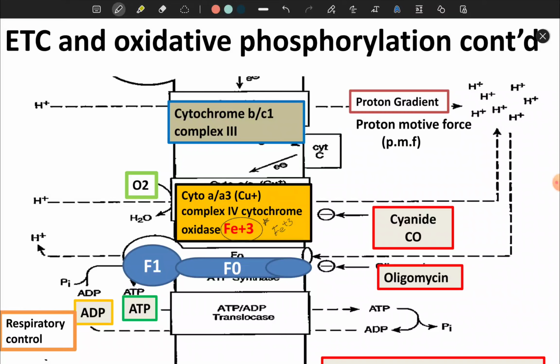There is a killer here. It's called cyanide and carbon monoxide. That's why we say cyanide is a lethal gas, or it kills people.